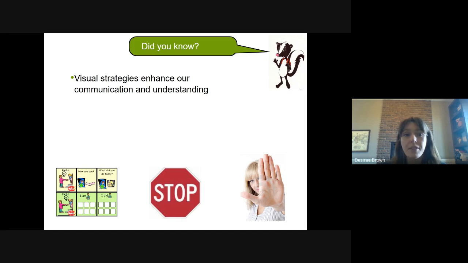So just a little fun fact, did you know that visual strategies enhance both our communication and our understanding? So there's different ways and different purposes why we might use visuals. The main way we'll be talking about them today is mostly to do with helping understanding, as well as increasing a feeling of independence and helping guide your kids to becoming more independent.